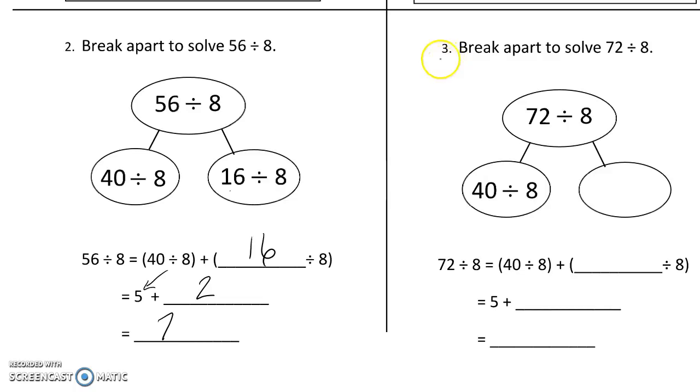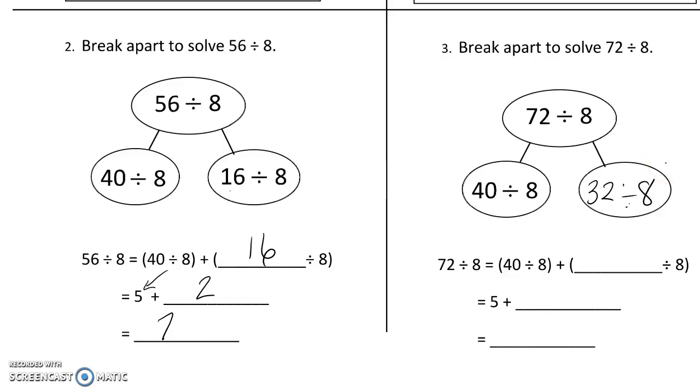All right, and number 3. Break apart to solve 72 divided by 8. So this is our big problem, and we've got two separate pieces. One is 40 divided by 8, and we have to figure out the other piece. So if you look at this other one, we had to add 40 plus 16 to get 56. So think about it as 40 plus what gets us to 72? Or 72 minus 40 is what? So if I look at these two, I can see it's 32 divided by 8 is my other piece.